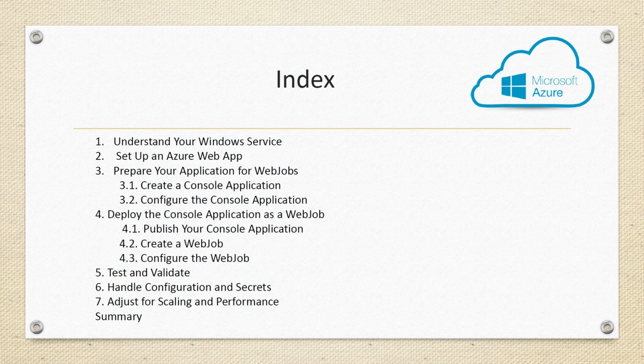Then how you can validate and test your web jobs, and handle the configuration and secrets. Any configuration handling will be required, and any secrets will need to be added in your web jobs. Then adjust for scaling and performance: how we can publish, and see whether there is any performance improvement compared to a Windows service. Adjust for scaling: does scalability become easier when we have deployed over the web app? And then the summary. So these things we can discuss in this slide.